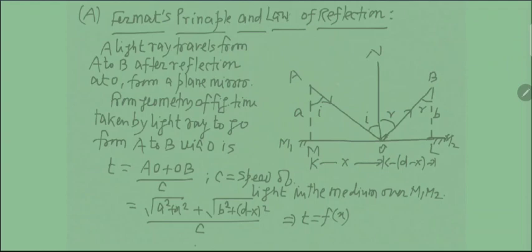So this is the thing. And your AO will be, by Pythagoras theorem, the square root of a square plus x square. By Pythagoras theorem, this AO will be square root of a square plus x square. And this OB will be square root of b square plus (d minus x) whole square.